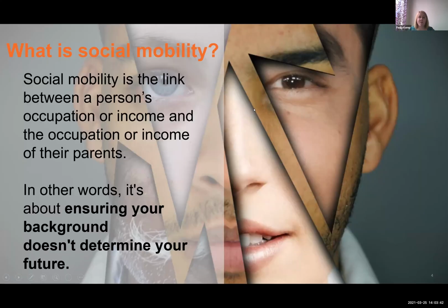So what is social mobility? Well, it's the link between a person's occupation or income and the occupation or income of their parents. And what we're looking for is to ensure that where you start in life doesn't determine where you can end up, in terms of ambition, progression, and moving out of your starting point in life.